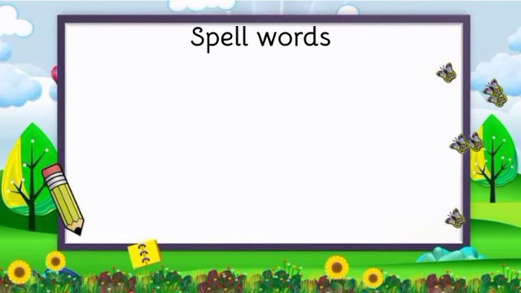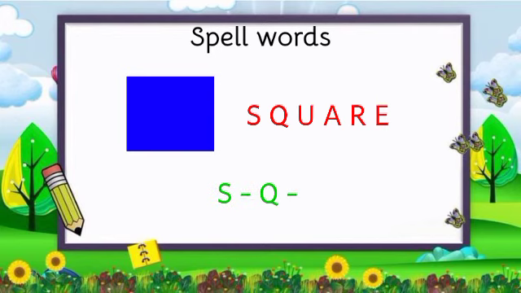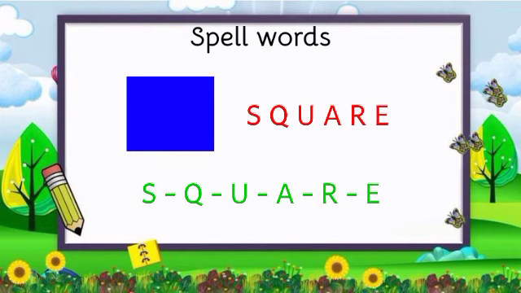Okay, next. How about this? What is this? This is a kind of shape. This is a square. Okay, how to spell square in English? Okay, let's spell together. S Q U A R E, square. Okay, this is about spelling words.